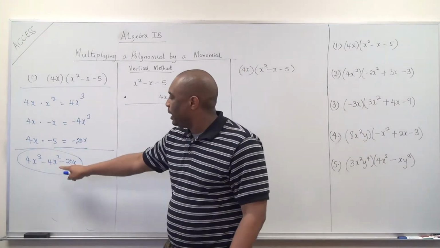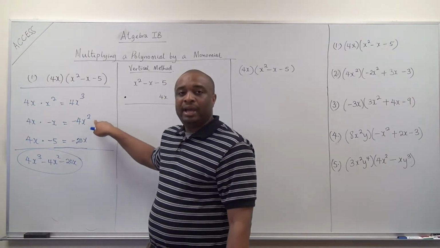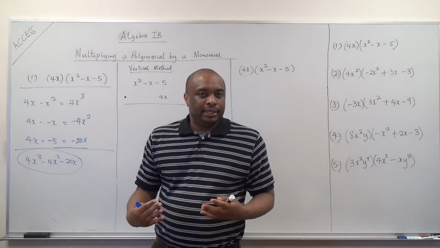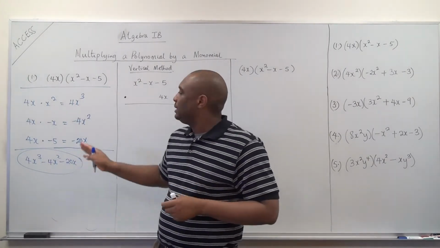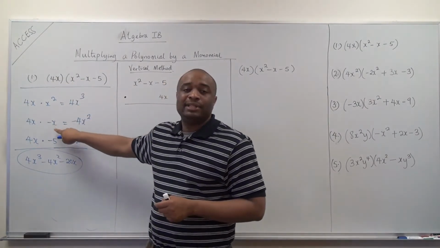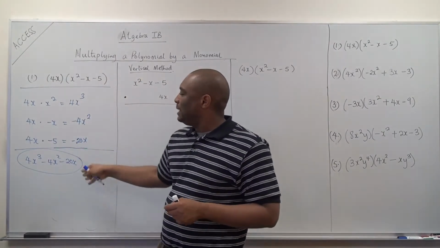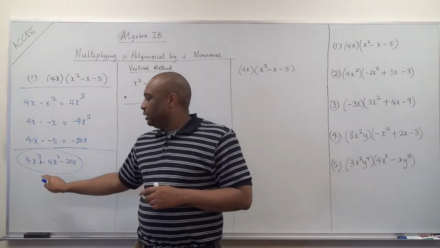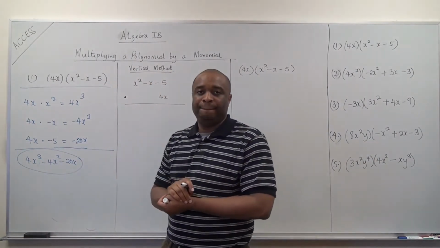Some students will write plus 4x cubed plus negative 4x squared plus negative 20x. It's confusing unless you know what you're doing, right? The way I will teach you is write as is. When you have taken care of the first term, second term, and third term, whatever you get, write as is. Don't start adding your own plus signs. No, just write as is. And this is the final answer, that's it.